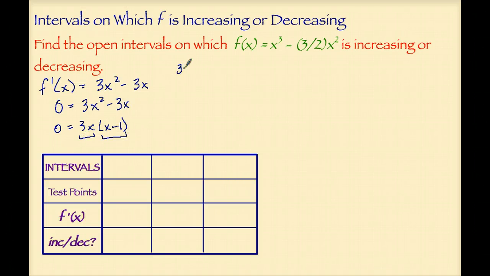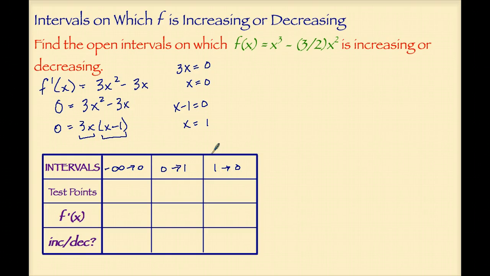Each of these will generate a critical number. 3x equals 0 gives me one critical number at 0, and x minus 1 equals 0 gives me another critical number at 1. Now we know for sure that these are the critical numbers of the function, therefore we're going to use those critical numbers to set up the test intervals on which we determine if the function is increasing or decreasing. This function is a polynomial and it's defined on all real numbers. So I'm going to set up my intervals this way, from negative infinity to 0, then from 0 to 1, and then from 1 to positive infinity.